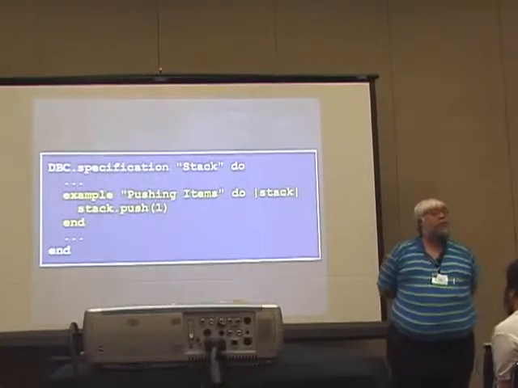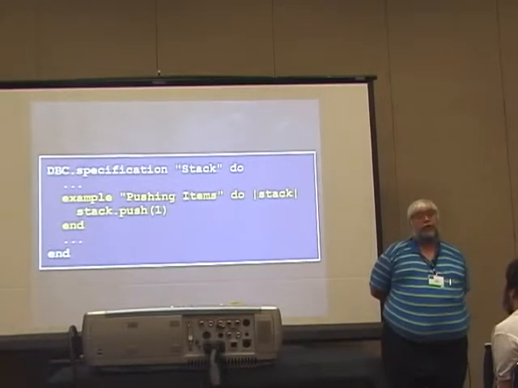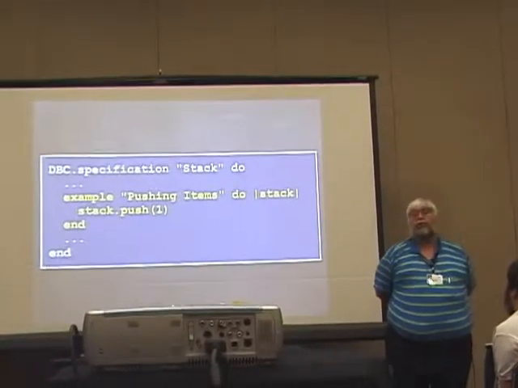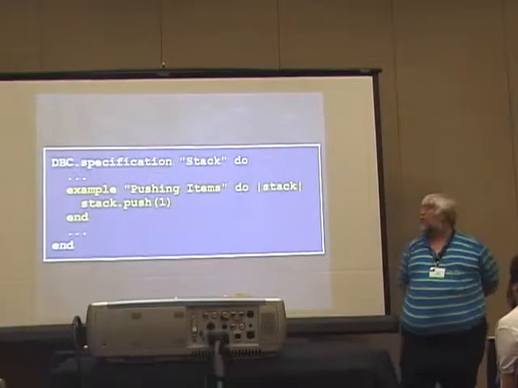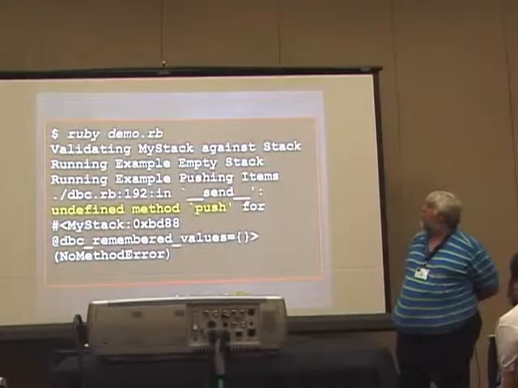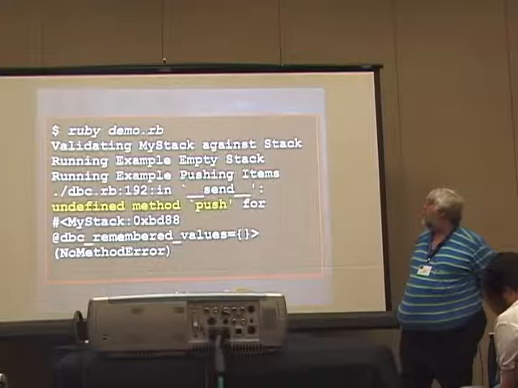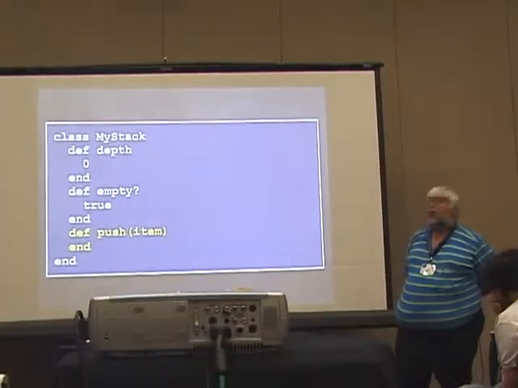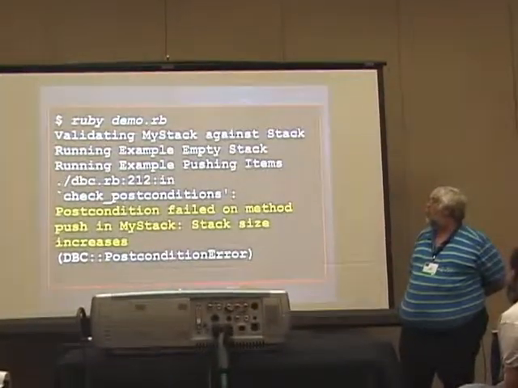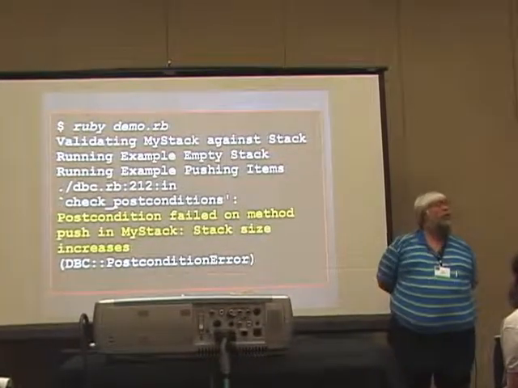We add an example, because we need some code to exercise push now. Since this is a post condition on push, we actually need to call push to make sure it happens. And we run the specification. We see undefined method push. That makes sense. Add the push thing, run it again. Post condition failed. Good. Good, we're seeing that.